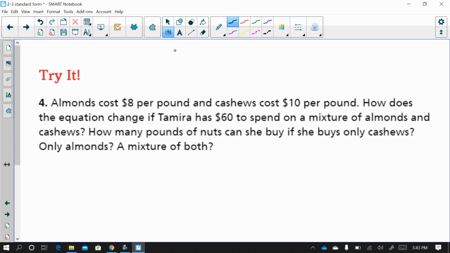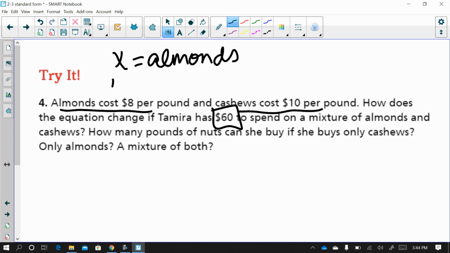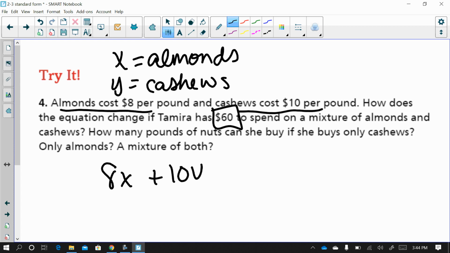Okay, so this problem's super similar. Almonds are 8, cashews are 10, and this time she has 60 to spend. So again, x equals almonds, y equals cashews. Okay, so I know almonds, that's 8, so it's 8x. Cashews, oh, they're 10, so 10y. And how much can I spend? 60. Okay, so there's my equation.